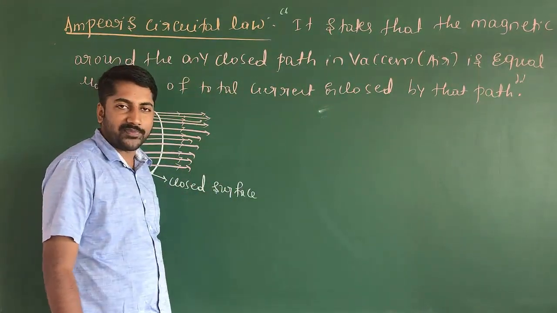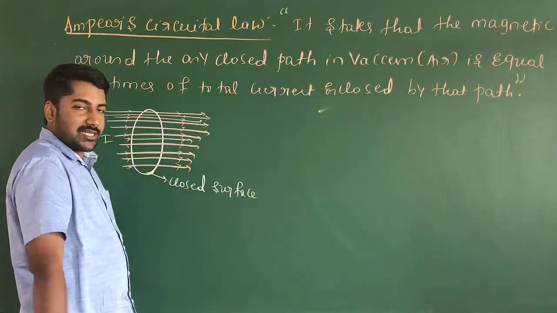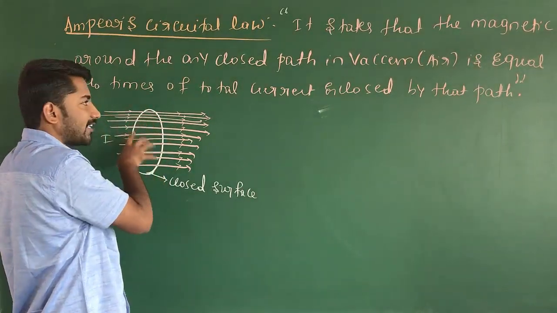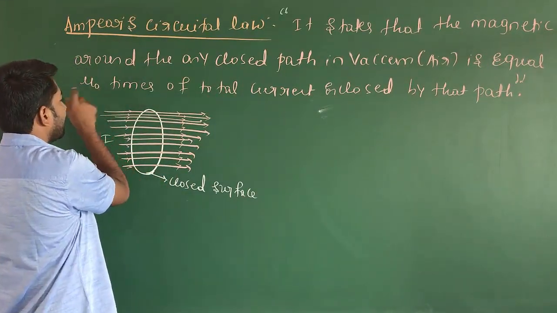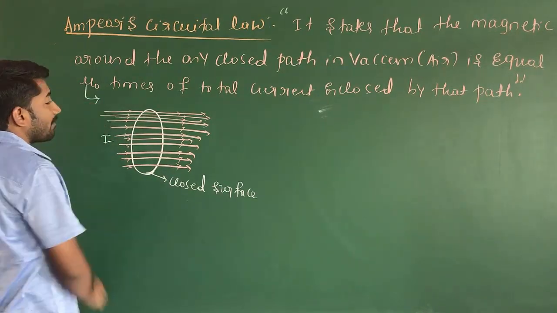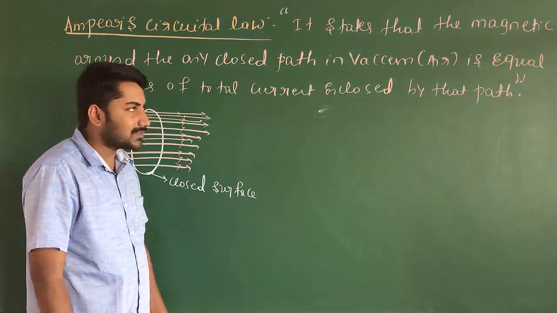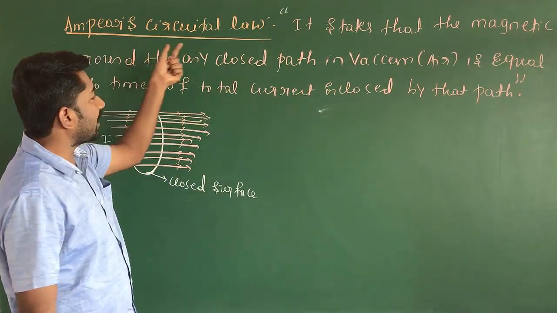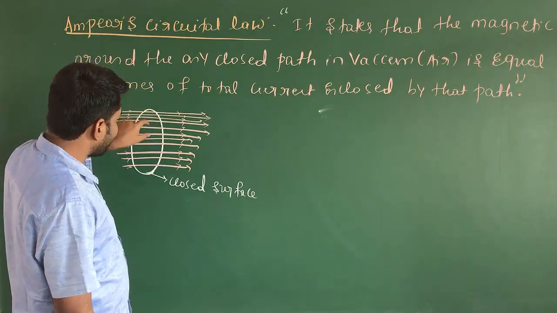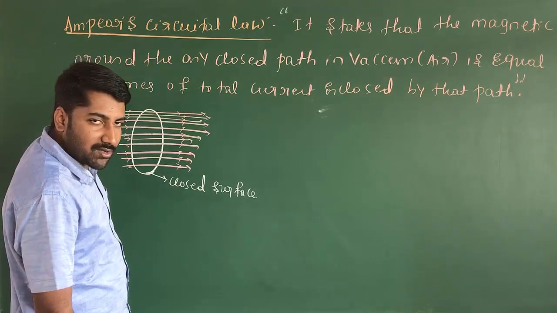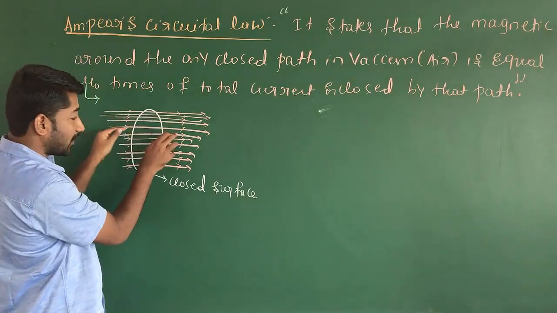This law states that the magnetic field around any closed path, this is the closed path, in vacuum or air is equal to mu naught times the current enclosed by that path. Here mu naught is the permeability of free space. The magnetic field around any closed path in vacuum or air is equal to mu naught times the total current enclosed by that path.